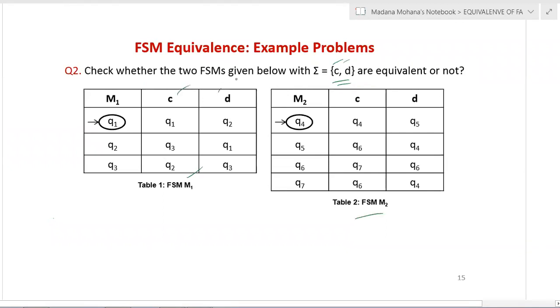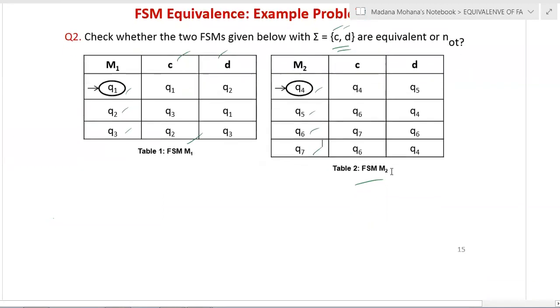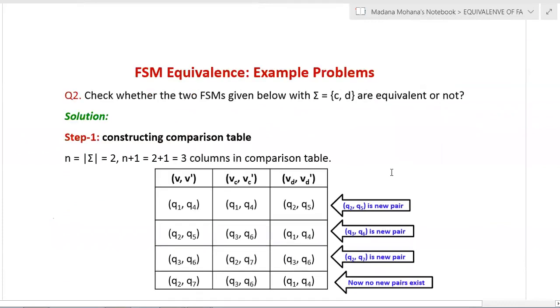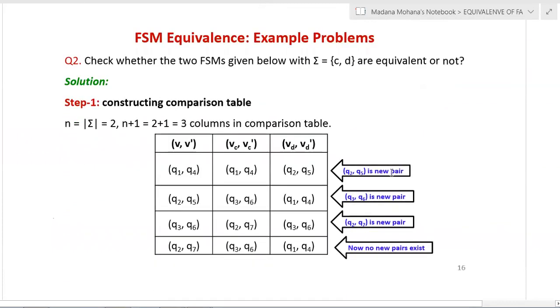The inputs are C comma D. So now the states are Q1, Q2, Q3 in machine 1. Then in machine 2, the states continue as Q4, Q5, Q6, Q7. Their transitions are given. So step 1, what you have to do first is build the comparison table. Here sigma contains two inputs C and D, therefore mod sigma equals 2. Therefore n plus 1, 2 plus 1, that is 3 columns exist in the comparison table.